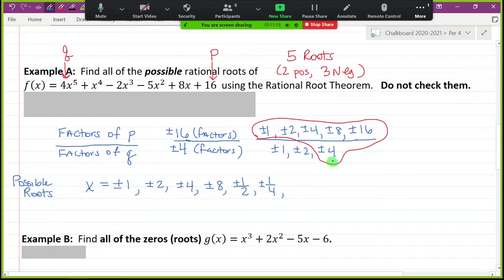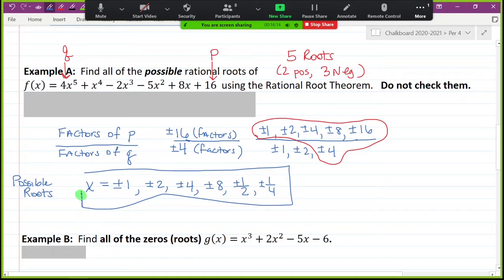4 over 4 is 1. We already have that. 8 over 4 is 2. We already have that. And 16 over 4 is 4. We already have that. So actually, that's it. That's our list. Okay, so we're done. And this is your answer. If you just want the possible roots, this is the answer.